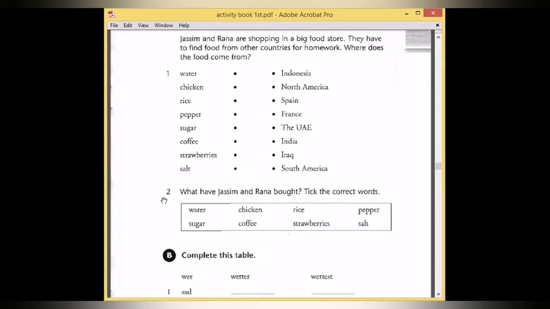Number 2 of the exercise asks about the things that Jassim and Rana bought. So, can you do it before? Yes, Awab. Can you do it before, without listening to the conversation again, or do you want to listen to it again? What things did Jassim and Rana buy? Okay, don't listen to the conversation, just tell me.